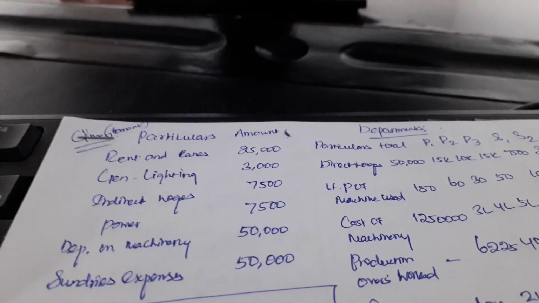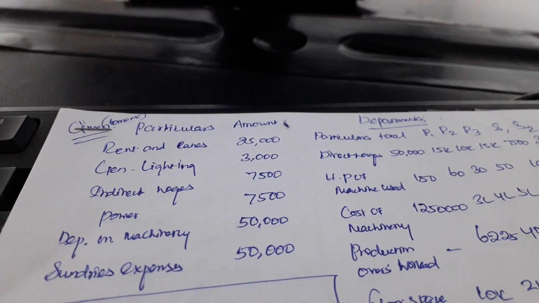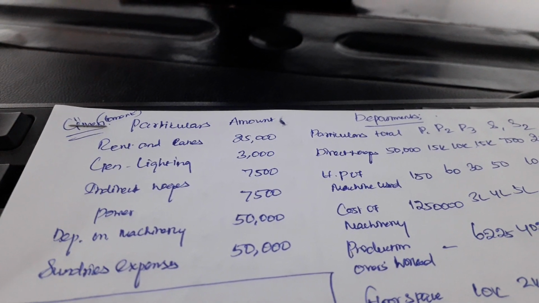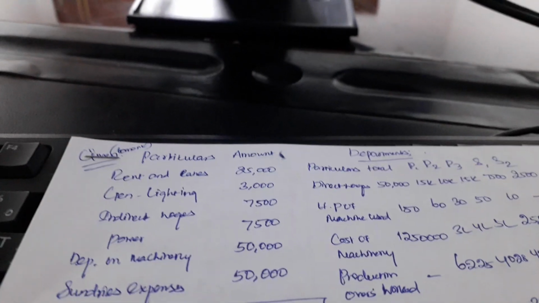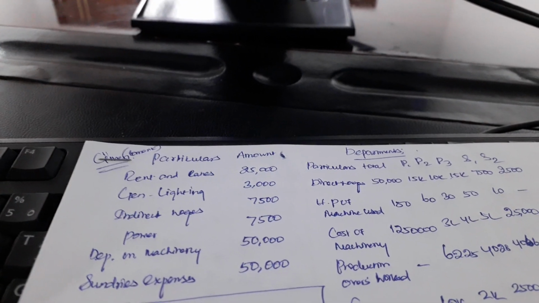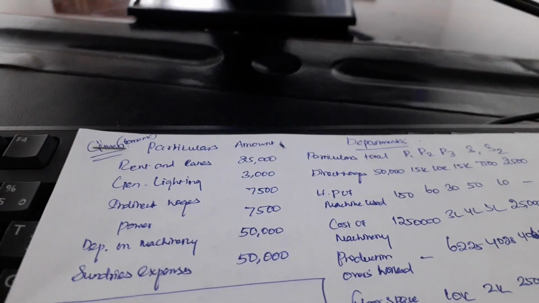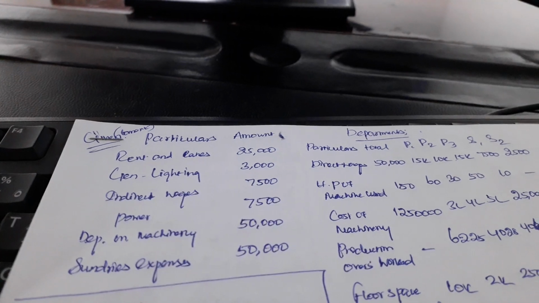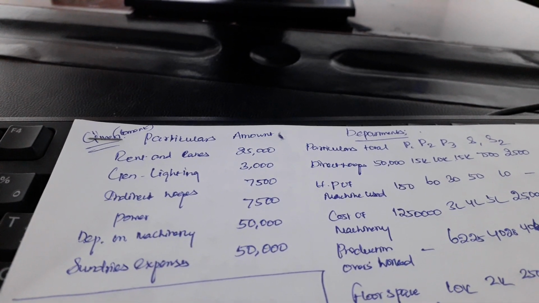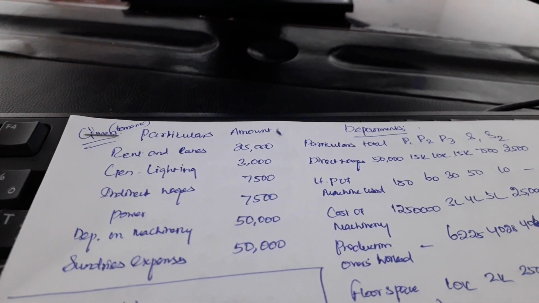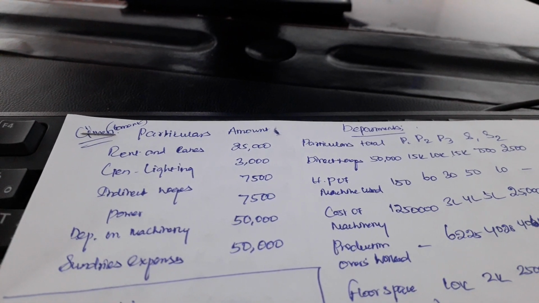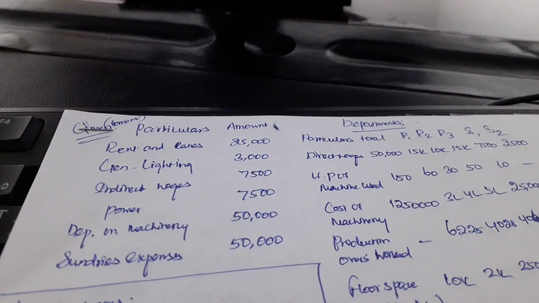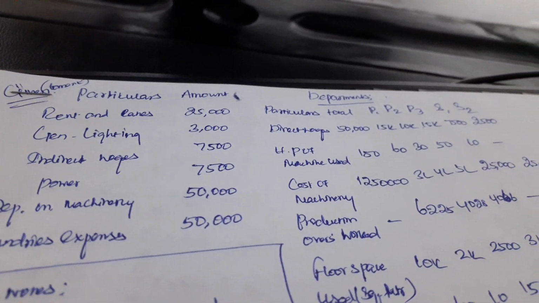Hi friends, we have another topic now: the primary distribution summary and the secondary distribution summary. We have one problem here. The amounts are: rent and rates 25,000, general lighting 3,000, indirect wages 7,500, power 7,500, depreciation on machinery 50k, sundries expenses 50k.